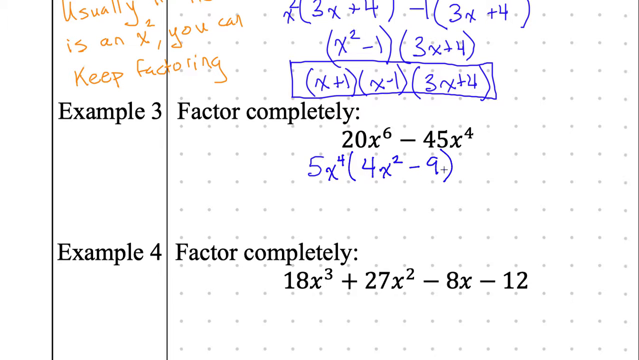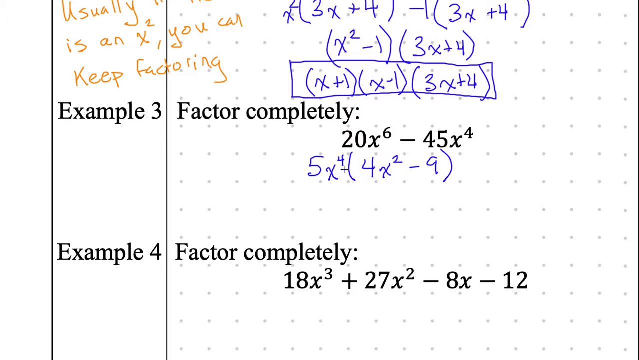Minus 9. And how did you know that the greatest common factor was 5x to the power of 4? Can you talk us through that one more time? Because I think 5 is the greatest common factor of the coefficients. I agree. Between 20 and 45, the greatest common factor is 5. The smallest exponent between x to the power 6 and x to the power 4 is x to the power 4. Perfect.